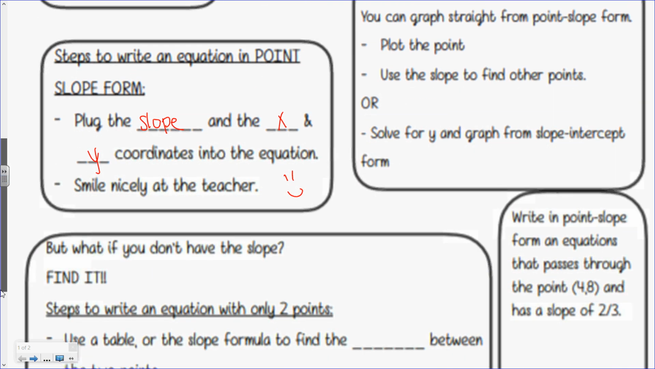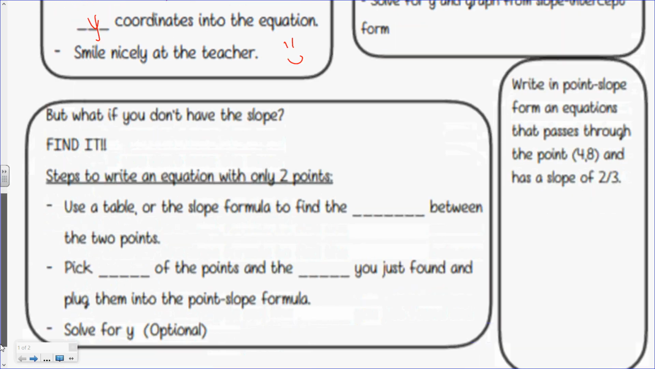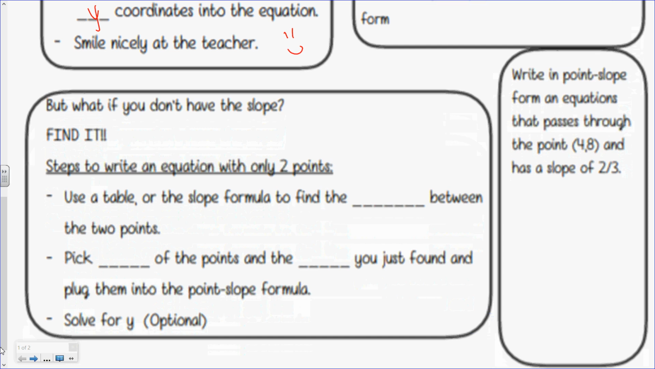But what if I don't have the slope? Well, let's find it. We know how to find it. We have a handy dandy formula we can use, which is m equals y2 minus y1 over x2 minus x1. Or we can use a table. And remember, we're finding the difference between my two points.